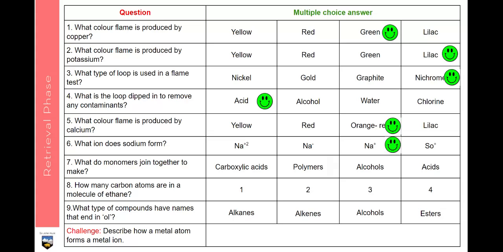Monomers join together to make polymers. In a molecule of ethane, there must be 2 carbon atoms. Remember, count them out on your fingers. Meth is just 1, eth is 2. And it continues, prop, but, but eth is 2. The compounds whose names end with ol are alcohols. And describe how a metal atom forms a metal ion. The metal atom loses an electron or electrons and becomes a positive ion.